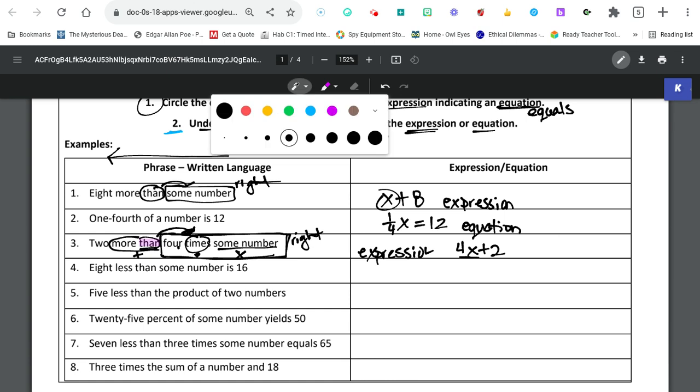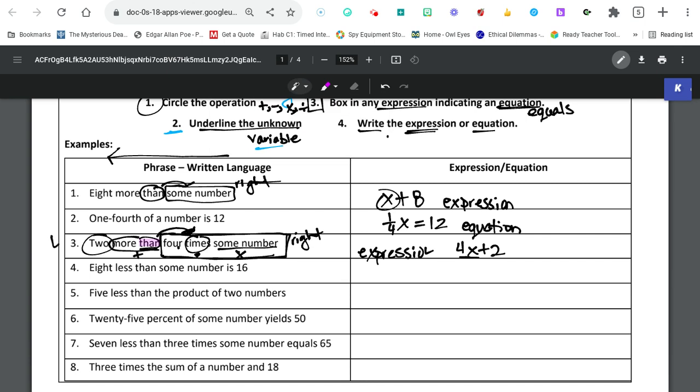After I write what's on the right side of than, I go over here to what's on the left side of than and write it. So I write it from right to left. What's on the left side is 2. There you go. Put your 2. And that's your expression. So instead of 2 plus 4x, it's 4x plus 2, all because of the word than. I flip it around.